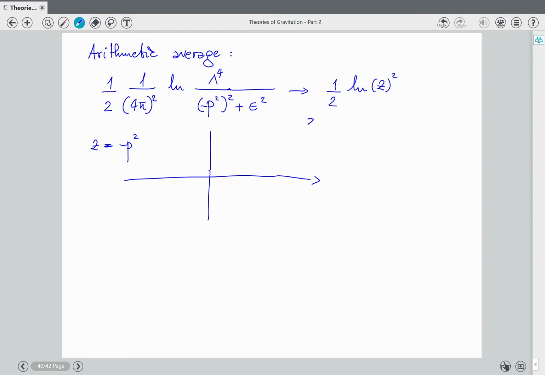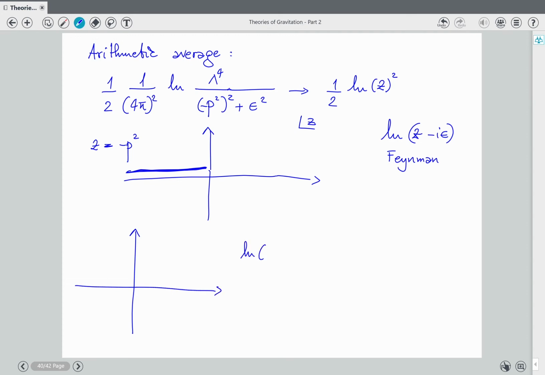So that means that you have what? You see, what is in the complex z-plane this kind of function? Well, normally, Feynman, you would have the logarithm of z. That is what? A function with the branch cut there. Z equal to i epsilon, so it has a small positive imaginary part. And if you take the complex conjugate, you have it here.